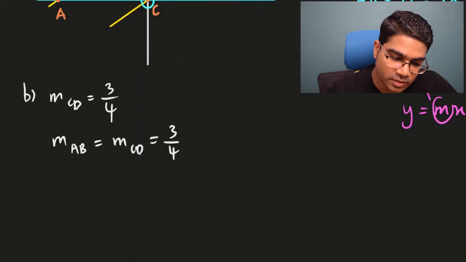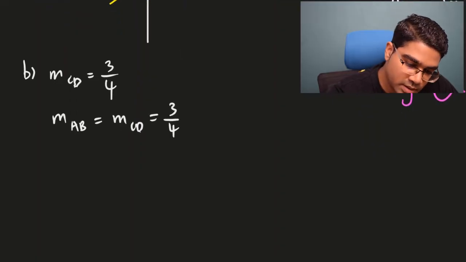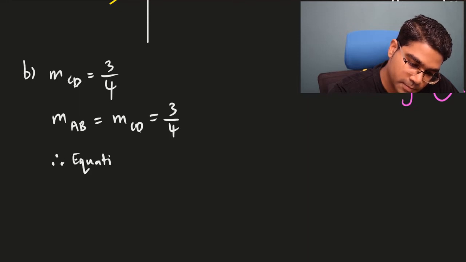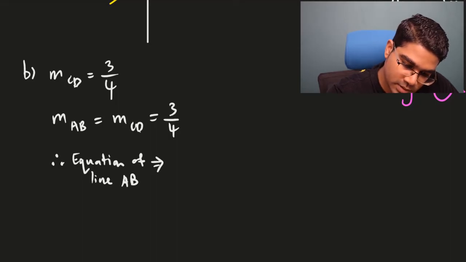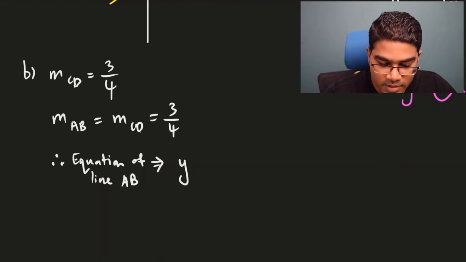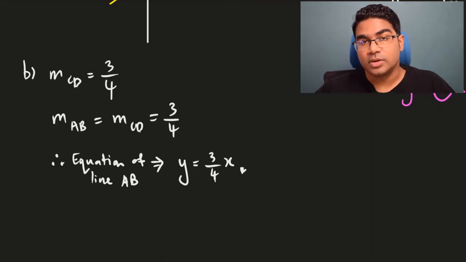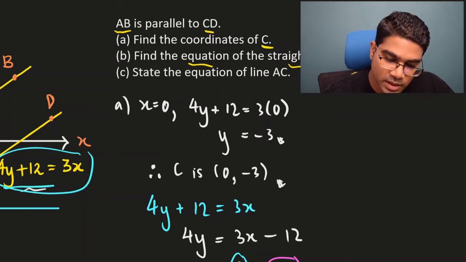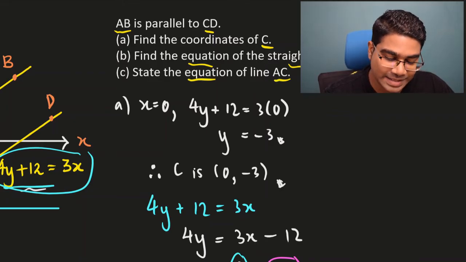So the equation of our line is simply, therefore, the equation of line AB is simply y equals 3 over 4 x. C is 0. This is the equation of a line. Let's look at question C. State the equation of line AC.